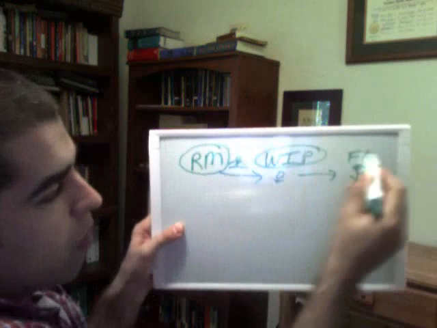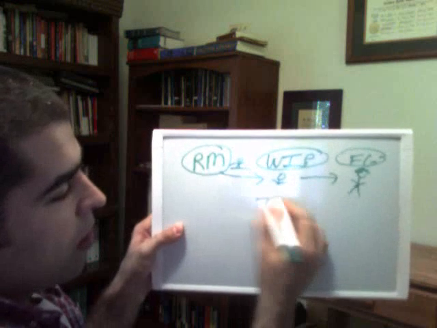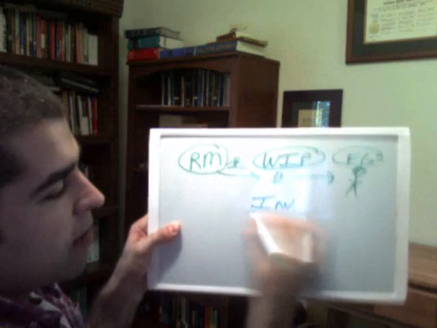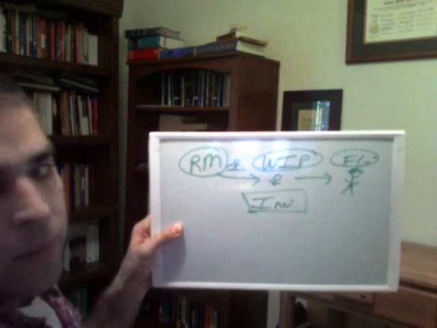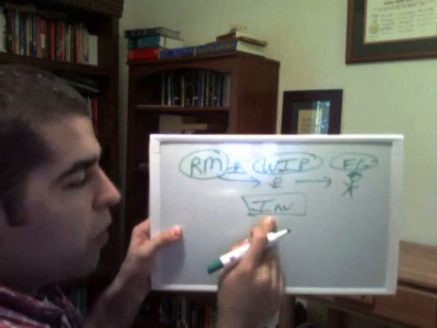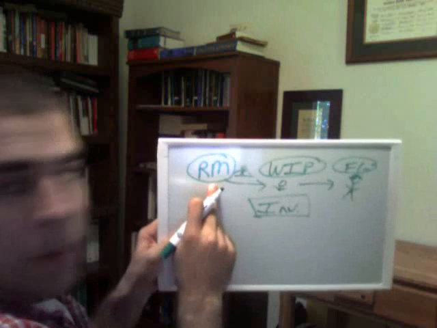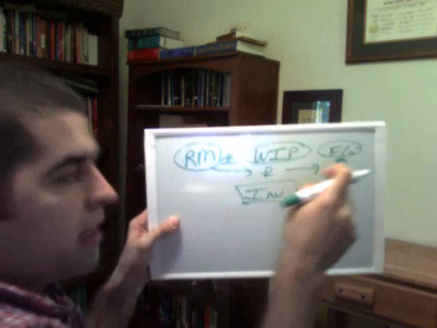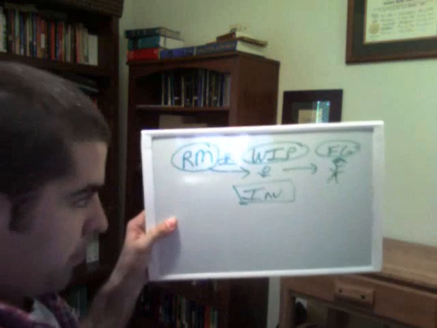Now, all 3 of these, the thing you need to know: raw materials, WIP, finished goods, these are all inventory accounts that show up on the balance sheet. They're just different types. So you'll see an inventory heading, and you'll say, how much is in raw materials, how much is in work in process, how much is in finished goods.